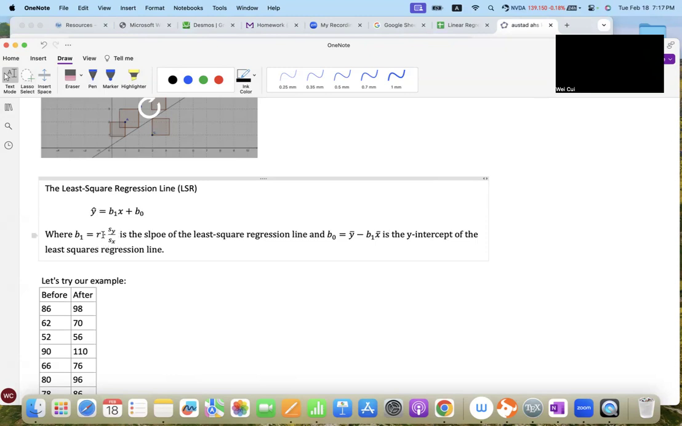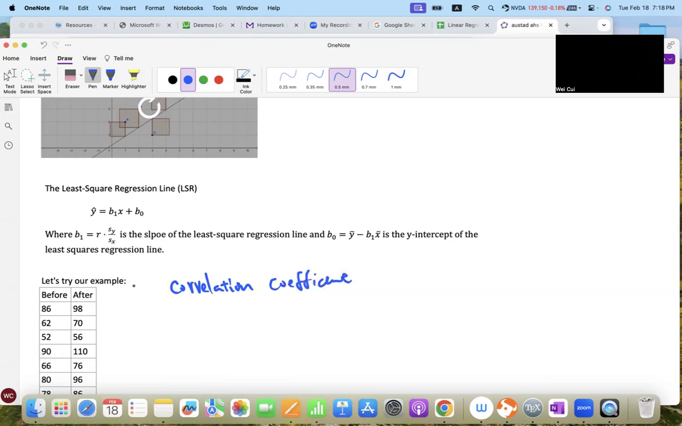Now, if you still remember, r is the correlation coefficient, like in my last video. That's the r. And Sx and Sy are the sample standard deviations. Sx is the sample standard deviation for X, and Sy is the sample standard deviation for Y. We find the ratio of these two sample standard deviations, and then multiply by the correlation coefficient r. We can find the slope.